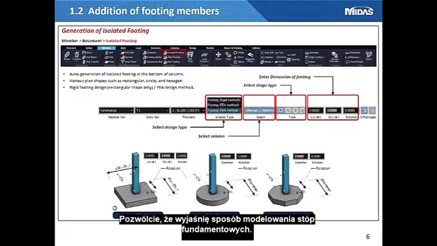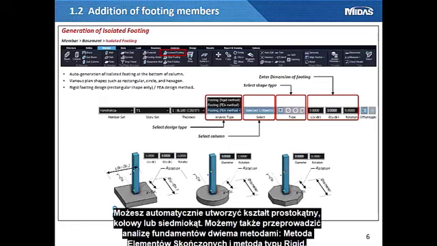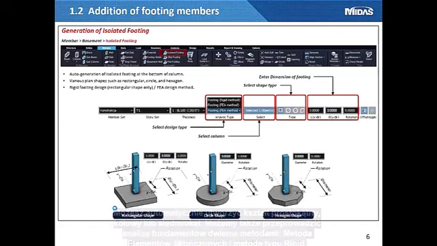Let me explain the part of modeling the isolated footings. It is semi-automated to create foundation members. Select the column member and set the X-Y direction width. You can automatically generate rectangle, circle, and heptagon shapes. We can analyze two types of foundation methods, finite element analysis and rigid method type.